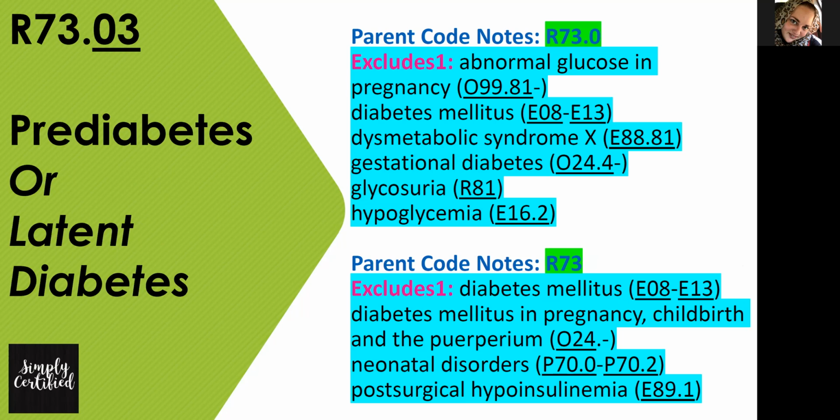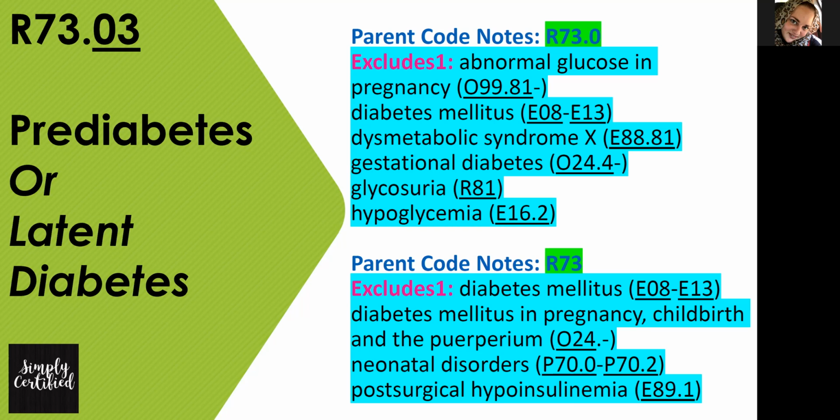R73.03, pre-diabetes, and you might also hear it called latent diabetes, like diabetes type 2, just hanging out in the shadows, waiting to strike. Anyway, so this code didn't really have anything important under it. However, the parent code, 1 digit earlier and 1 digit earlier than that, right? They have notes, which are excludes notes.